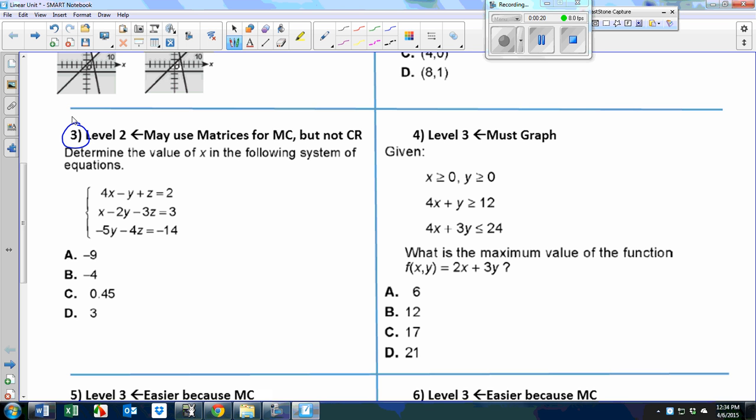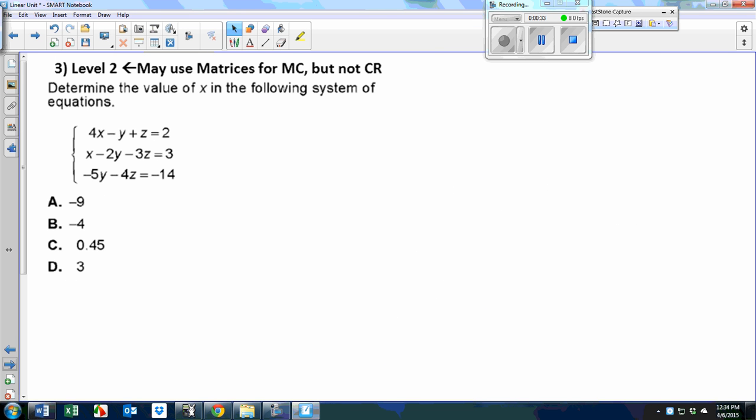But right now, for the constructed response, we're going to have to do it the way we did back in October, whenever we studied this in September, October. That is all algebraically. So I've got a new slide ready to go for that.